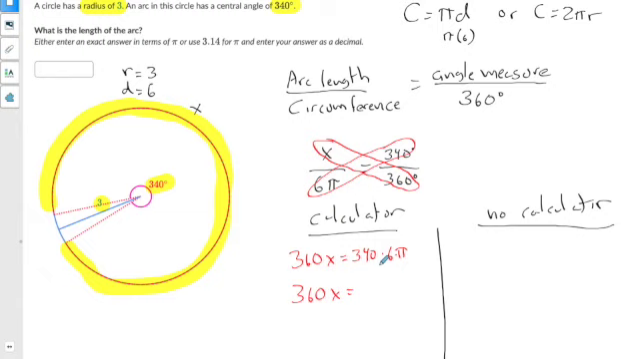They want us to use 3.14 for pi, so I just go 340 times 6 times 3.14. I could use the pi button, but it tells me to use 3.14, so I can get the decimal that they want as an answer. So I'm just going to use 3.14, and I did 340 times 6 times 3.14.